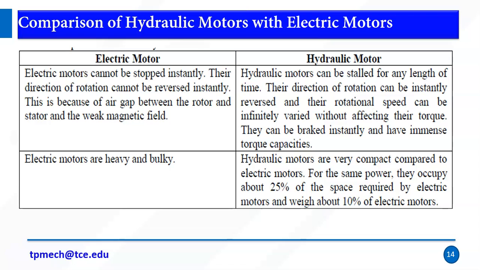Right. So now we are going to compare hydraulic motors with electrical motors. If you consider an electrical motor, it cannot be stopped instantly, right? So an electric motor we cannot stop instantly. It may cause some error. It may cause damage. It may damage some internal part. The direction of rotation cannot be reversed instantly. So we cannot change the direction instantly, right? This is because of the air gap between the rotor and stator of the magnetic field.